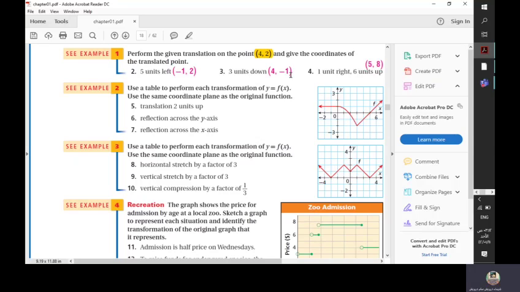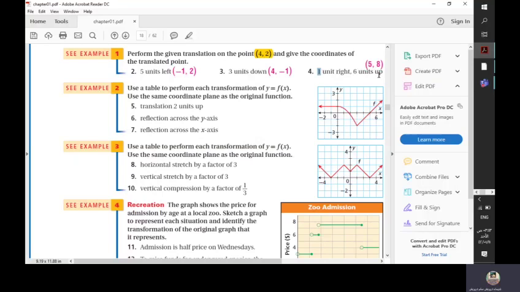The last one. 1 unit to the right. Right. So in X or Y? In X. So the change in X is positive or negative? Positive. Why? Because it is right. So 4 plus 1. Why? Because right, positive. The answer will be 5.